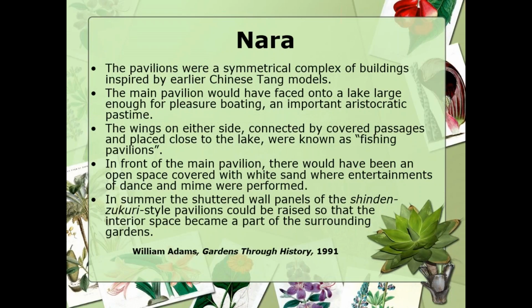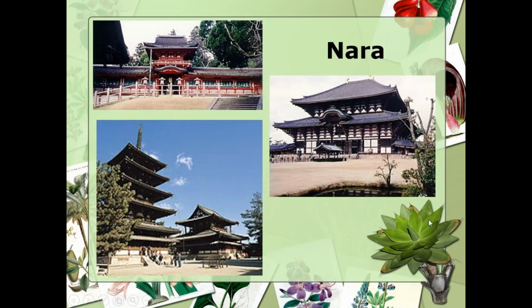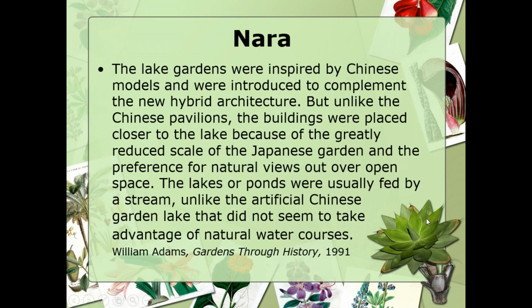The wings on either side were connected by covered passages and placed close to the lake, where they were known as fishing pavilions. In front of the main pavilion, there would have been an open space covered with white sand, where entertainments and dance and mime were performed. In the summer, shuttered wall panels and Shinden-zukuri-style pavilions could be raised so that the interior space became a part of the surrounding gardens. So we have similar gabling and connections.